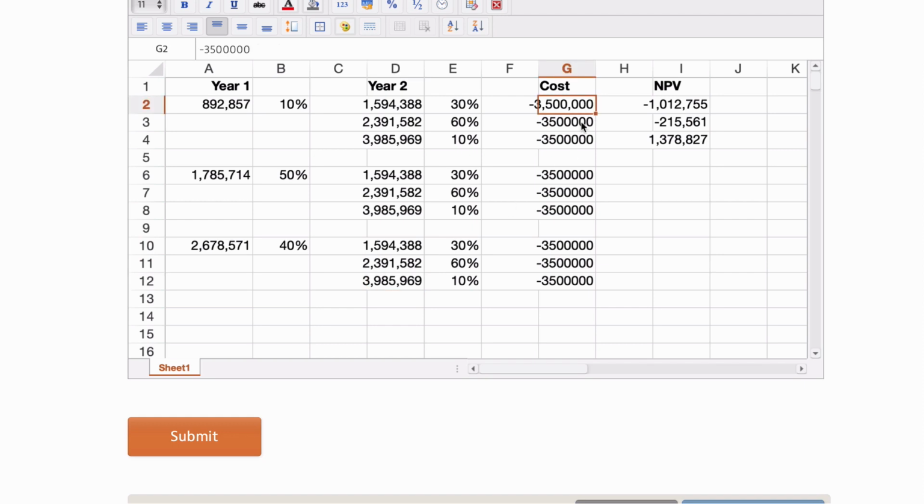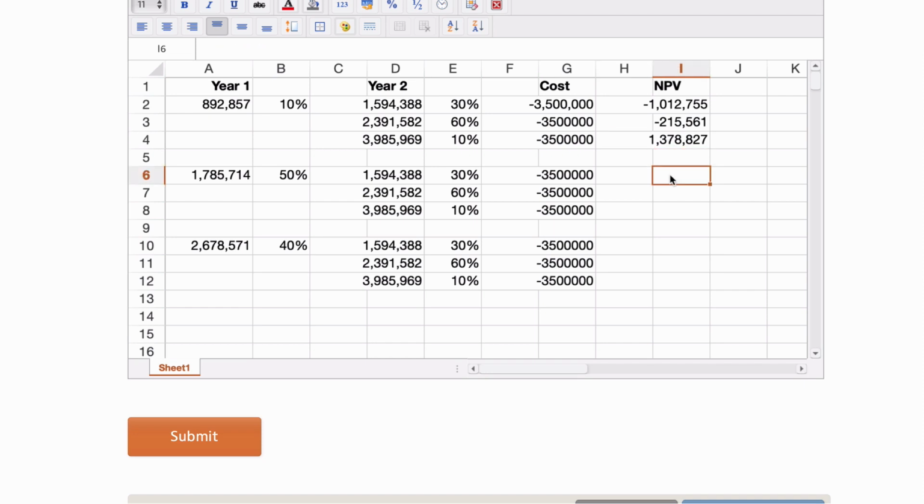Now, all I've done here is just put the cost in for each of the different options. And then my NPV here, that's just saying, right, that's my income from year one, add on my income from year two, add on my cost or take away my cost because it's a negative figure, and actually I come out with a negative NPV. This one would say, right, that's my income from year one, that's my income from year two, take off the 3.5 million, and it's still a negative NPV. But on this one, because it's such a high figure in year two, it comes out as a positive NPV.